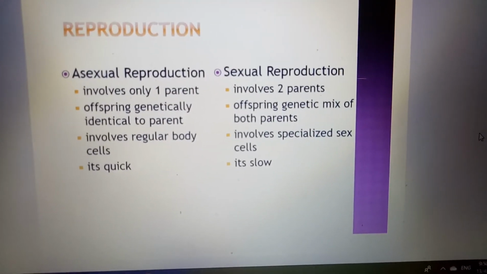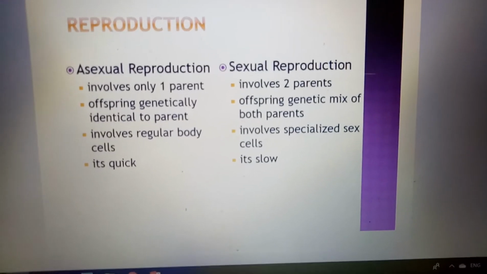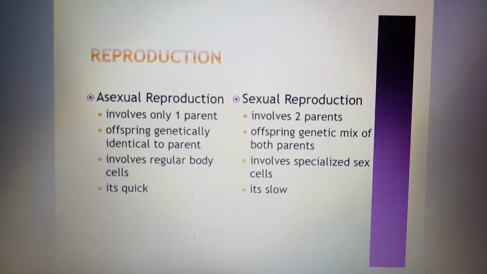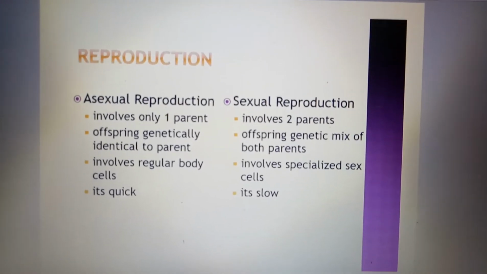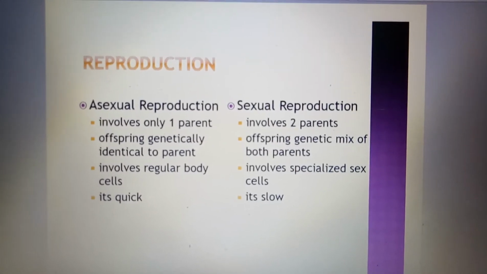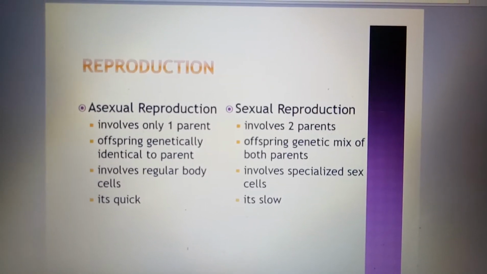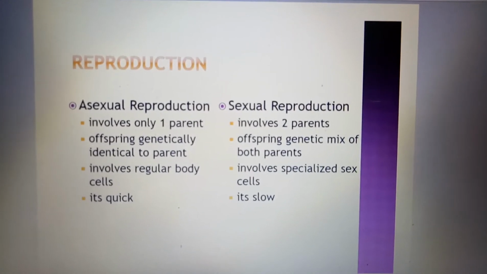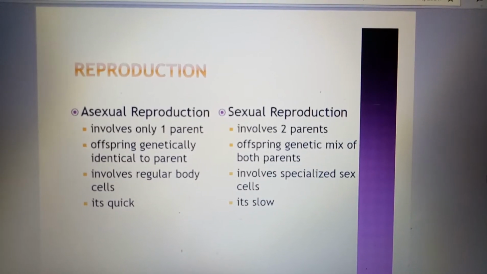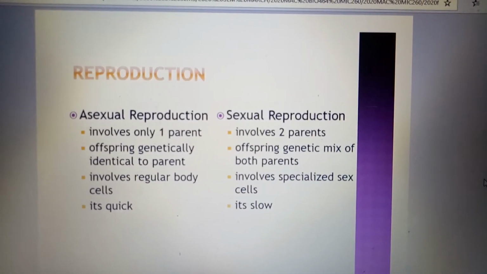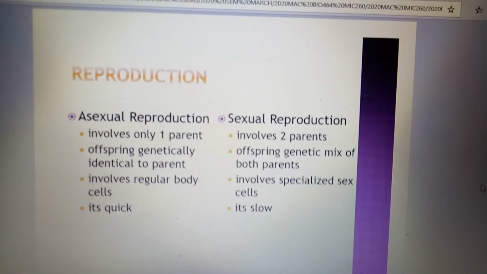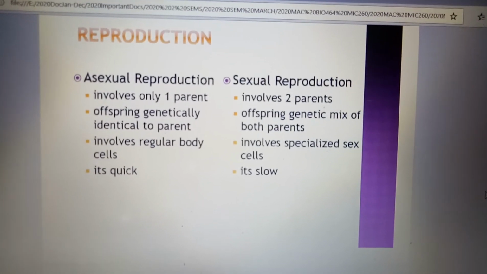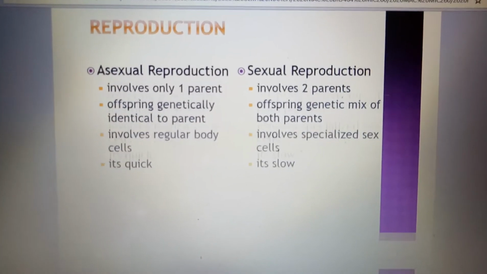Okay, again, this is the reproduction of fungi. There are two types: asexual reproduction and sexual reproduction. Asexual reproduction involves only one parent, the offspring are genetically identical to the parent, it involves regular body cells, and it is a very quick process. Meanwhile, sexual reproduction involves two parents, the offspring are a genetic mix of both parents, it involves specialized sex cells, and the process is slow. So this is a comparison between asexual and sexual reproduction in fungi.